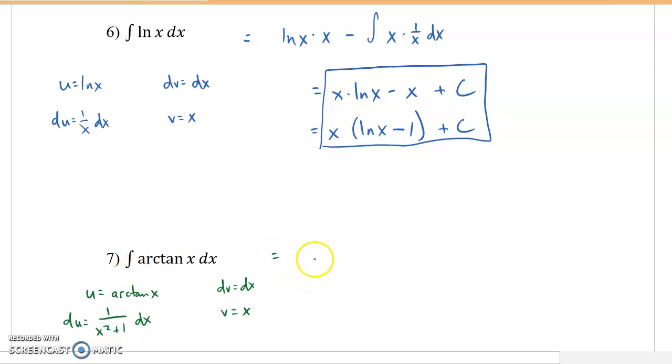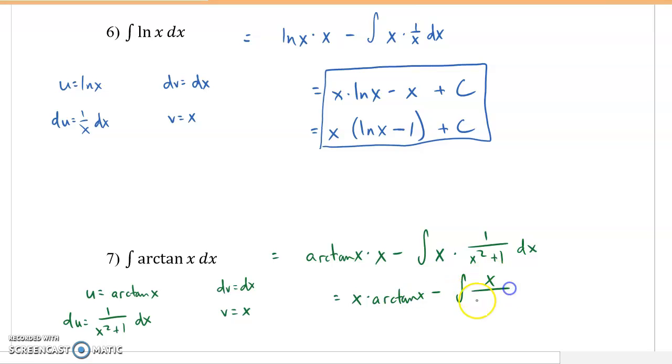So when we do u times v, we get arctan of x times v, which is x, minus the integral of v, which is x, times du, which is 1 over x squared plus 1 dx. That plus 1 is significant. So unlike here, where the x just canceled out, we have this plus 1 here, so it's a little bit more involved. So we've got x times the arctan of x minus the integral of x over x squared plus 1 dx. Now we have to try to deal with this rational function. And you might recall that we've done problems like this before.